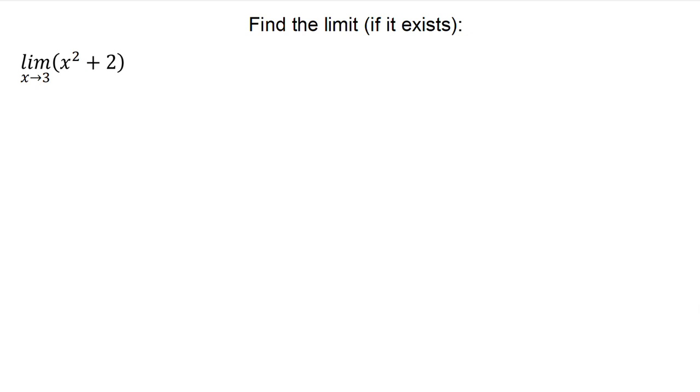So if we want the limit as x approaches 3 of x squared plus 2, just plug it in. Right? 3 squared plus 2, which is 9 plus 2, so it's just 11. The limit as x approaches 100 of 7, that's the limit of a constant. And the rule is the limit of a constant is just the constant.